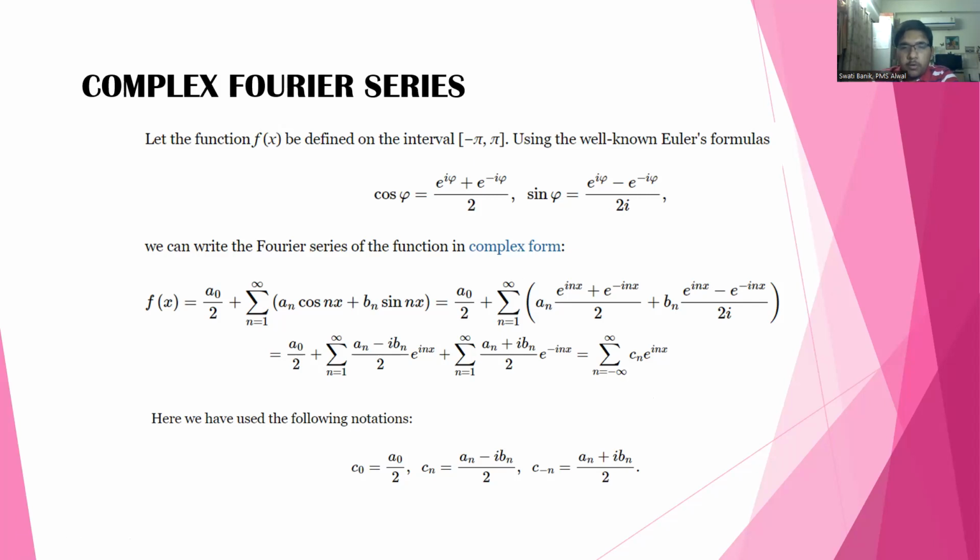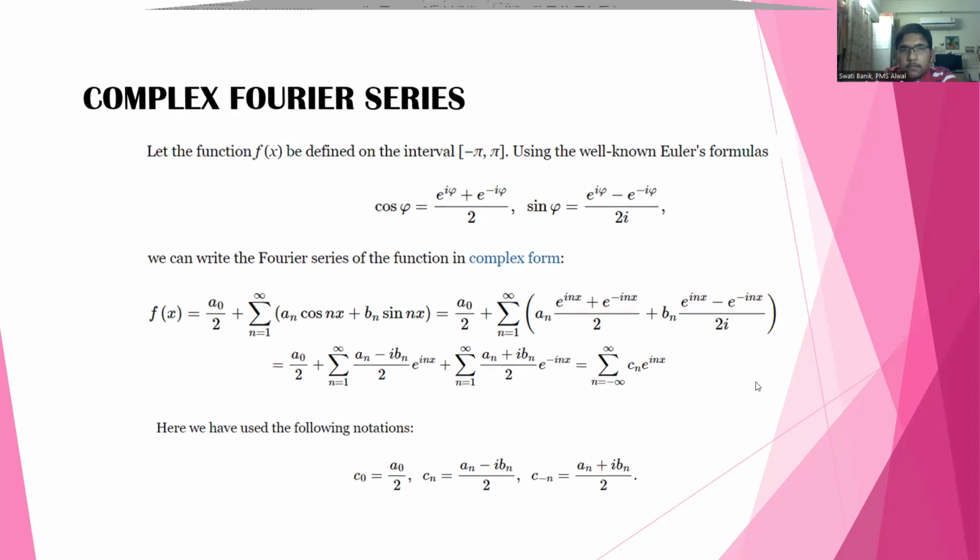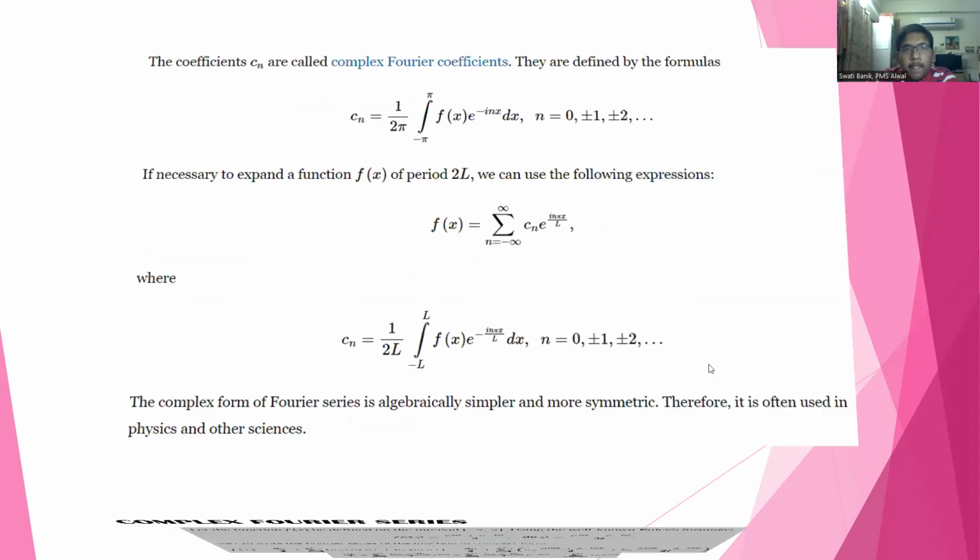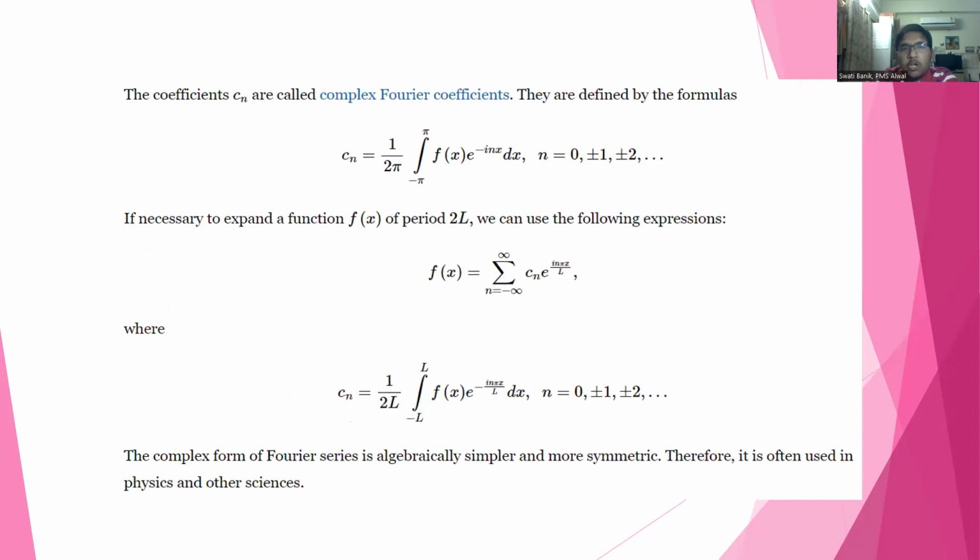C0 = a0/2. Cn = (an - i bn)/2. And C-n = (an + i bn)/2. The coefficients Cn are called complex Fourier coefficients. They are defined by the formula Cn = (1/2pi) integral from -pi to pi of f(x) e^(-inx) dx, where n = 0, plus or minus 1, plus or minus 2, and so on.